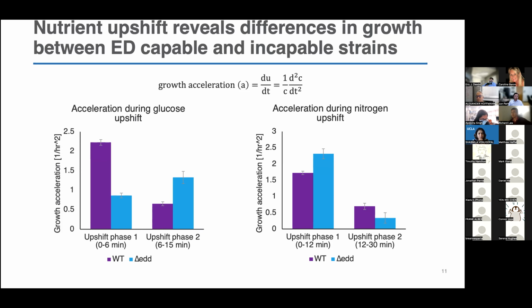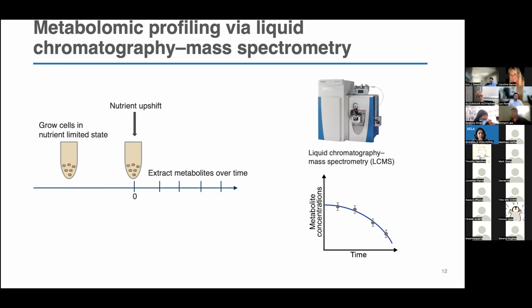To get better insight into maybe the actual metabolic profiles of what's happening inside this ED pathway knockout versus the wild type, we conducted metabolomic experiments, which use liquid chromatography mass spectrometry to take intracellular extracts of metabolites in the cell and profile them over time.